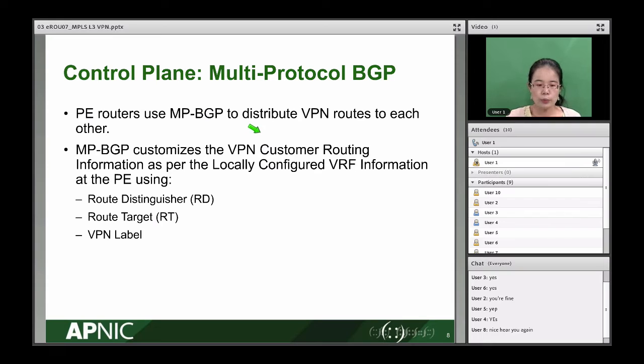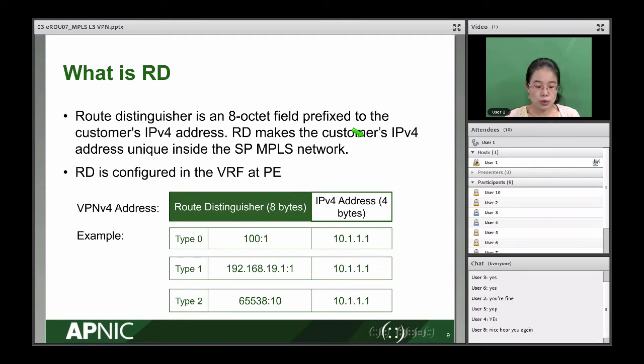So BGP will distribute the VPN routes. What is learned from the CE, maybe using BGP, is sent to the PE, and then how does the PE send it to the other side? MP-BGP. It will do a lot of functions, not only one. So let's have a look.